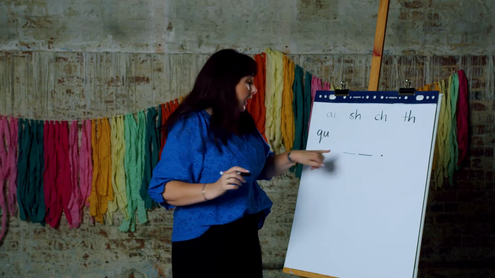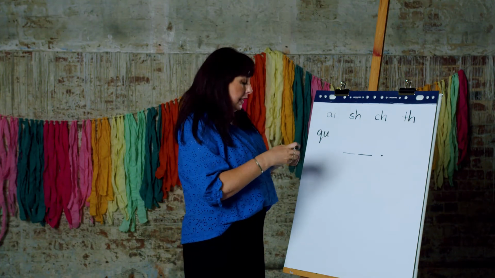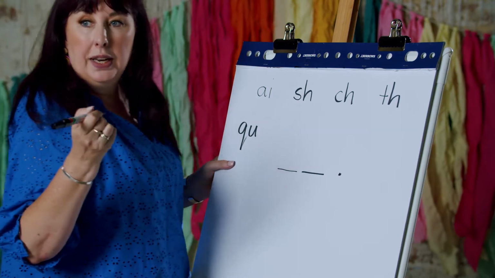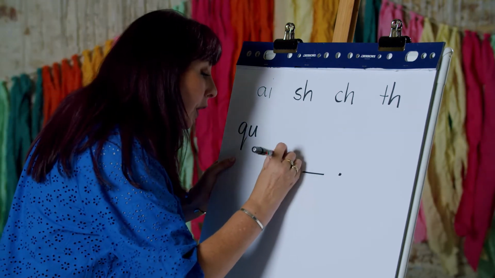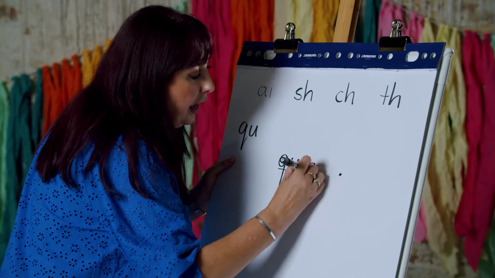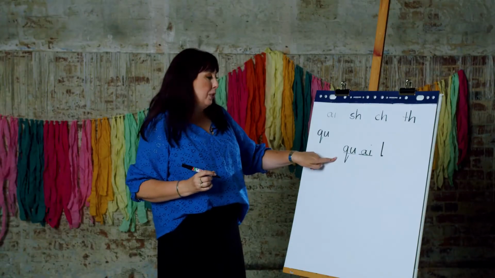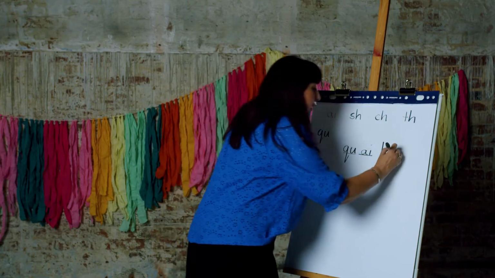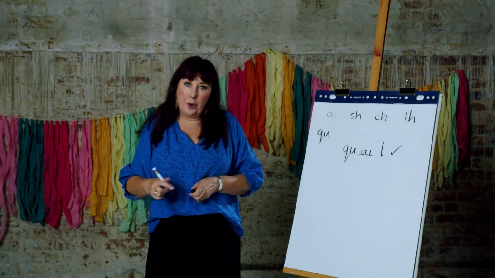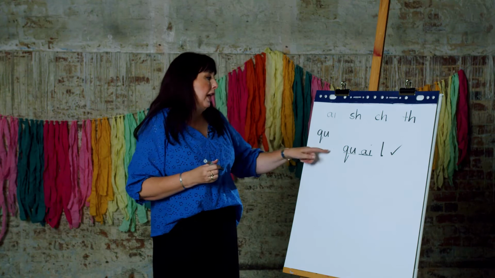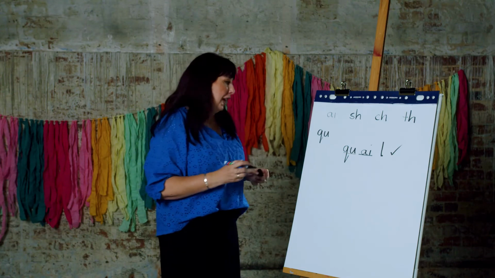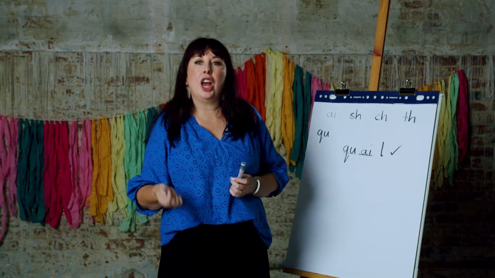If you think you know how to write quail, I want you to write it down. If you're not sure, that's okay. Watch me. We'll do it together. And then we'll see how it looks. You ready? Quail. So, qu, a, ul. Quail. If your quail looks like my quail, give yourselves a tick. If it doesn't look like my quail, that's okay. Fix it up and then give yourselves a tick. Okay, good word. Our next word is chain.